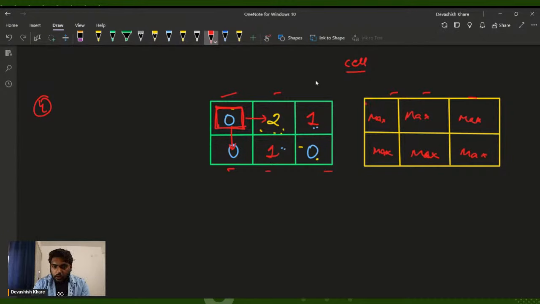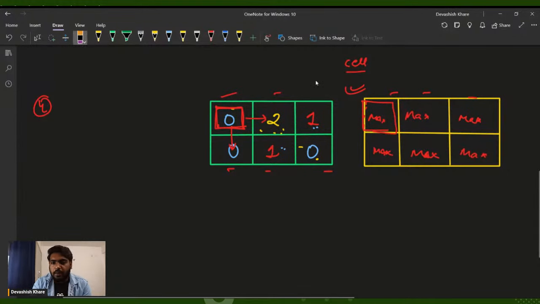In this yellow matrix, at every point we are going to store an integer, which will tell us the minimum number of steps required for reaching this cell. I hope everyone is understanding everything. At any point, if you encounter any confusion, you can just ping me in the chats. I'll take up the doubt.